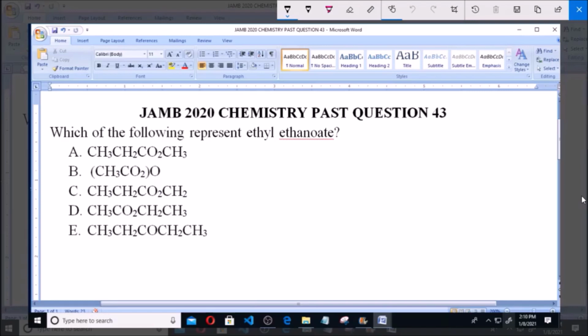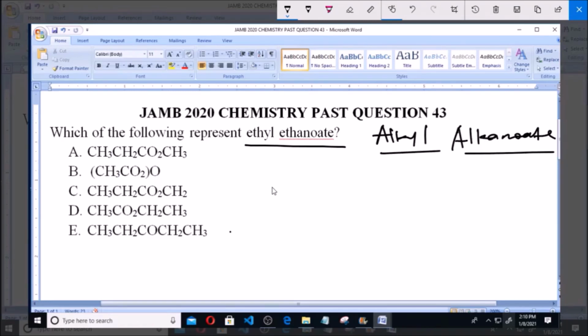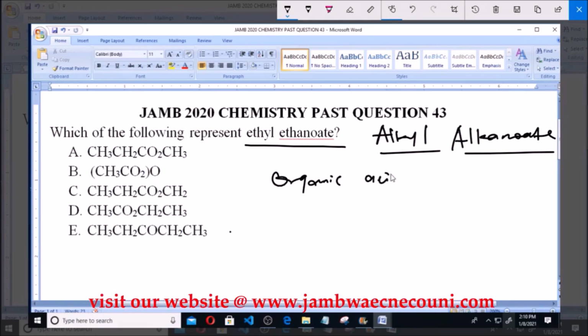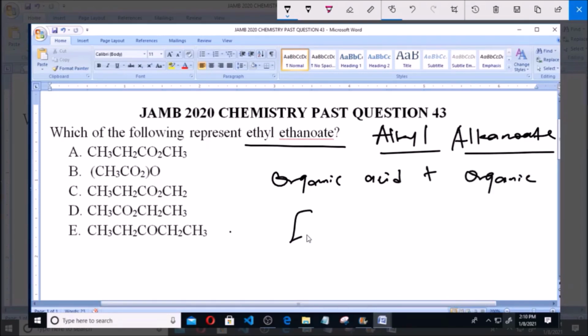I will be answering JAMB 2020 Chemistry Past Question 43. Which of the following represents ethyl ethanoate? Now ethyl ethanoate belongs to the organic family called the alkanoates, and they are formed as a result of the reaction between an organic acid and an alcohol. For example, the reaction between ethanoic acid and ethanol will give us ethyl ethanoate.